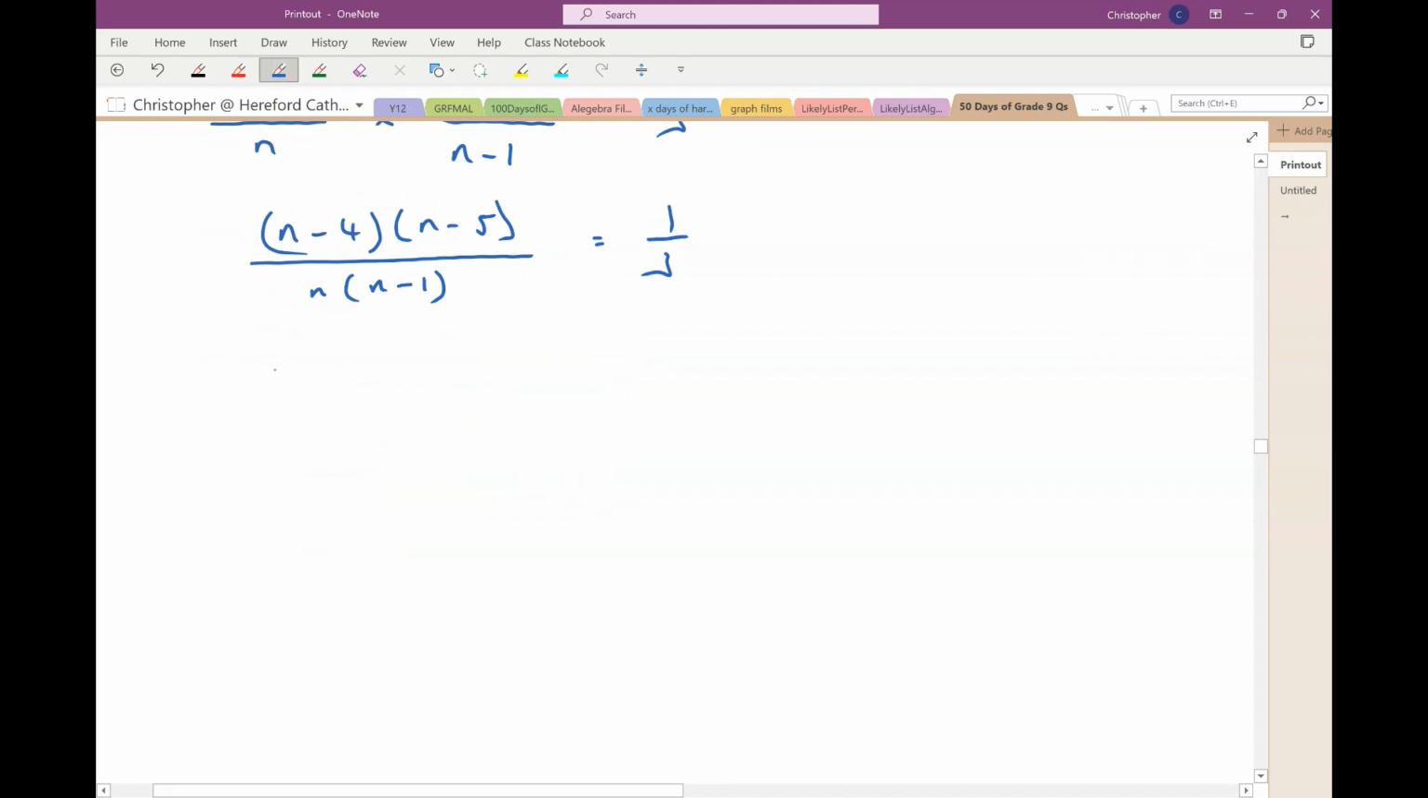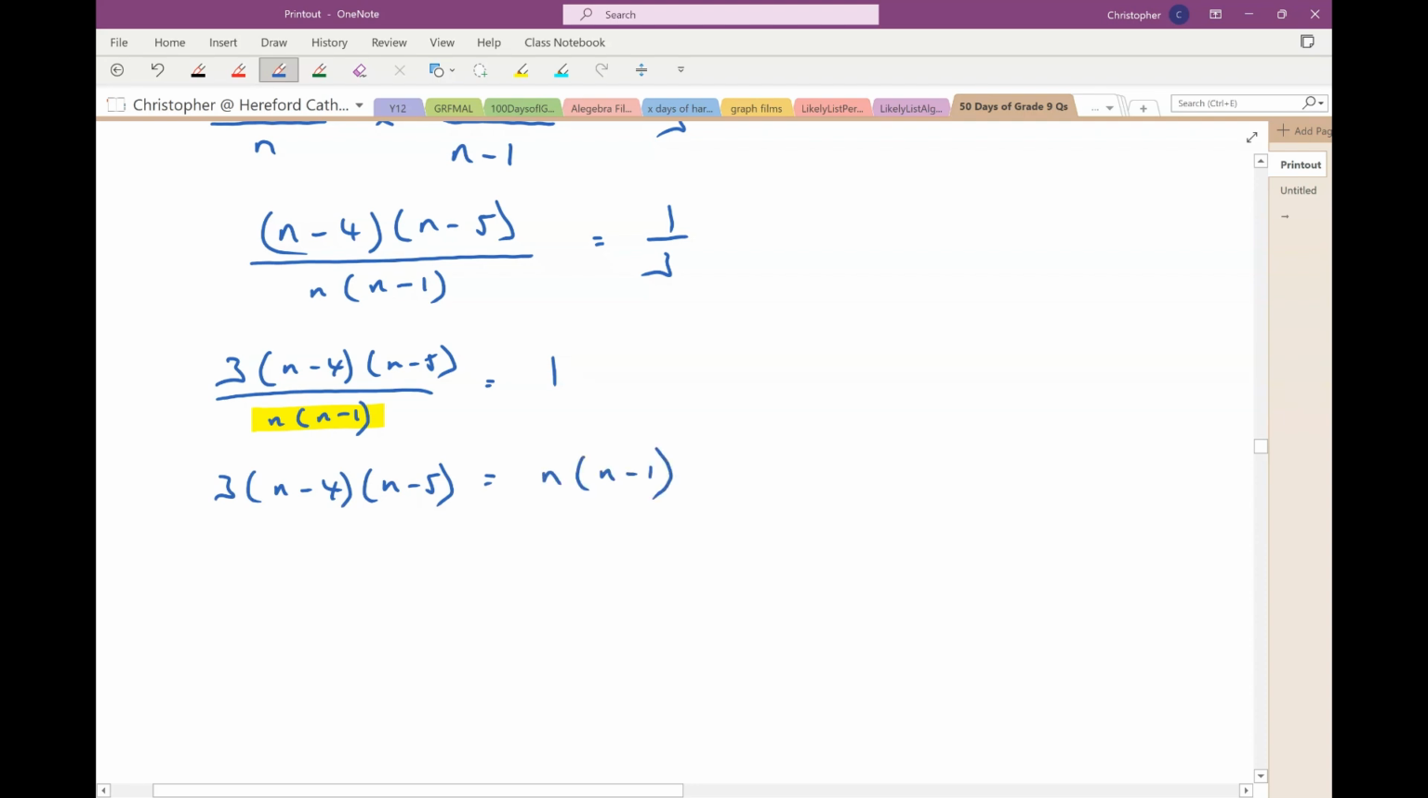Now, I'm going to multiply both sides of that equation by 3. So I'm going to end up with 3 times n minus 4, n minus 5 over n lots of n minus 1 equals, multiply the right-hand side by 3, I'll just have 1. Now I'm going to multiply both sides of the equation by n lots of n minus 1. So my left-hand side just becomes that, and my right-hand side is 1 times n minus 1. Now this is looking a bit easier now. Let's multiply out, expand those brackets there. n times n is n squared. We're going to get minus 4n and minus 5n, minus 9n.